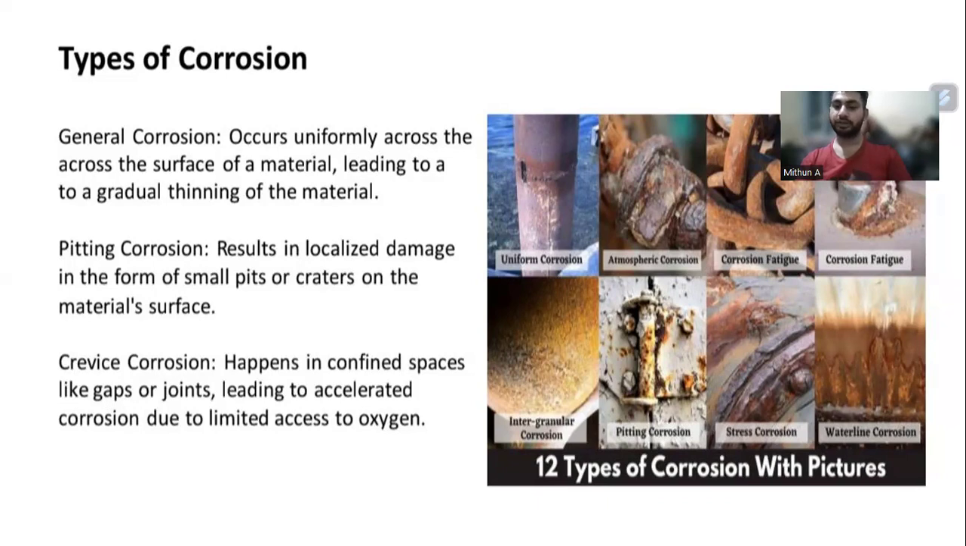There are 12 types of corrosion with pictures: uniform corrosion, atmospheric corrosion, corrosion fatigue, intergranular corrosion, pitting corrosion, stress corrosion, waterline corrosion.